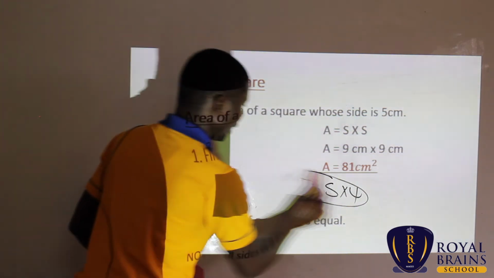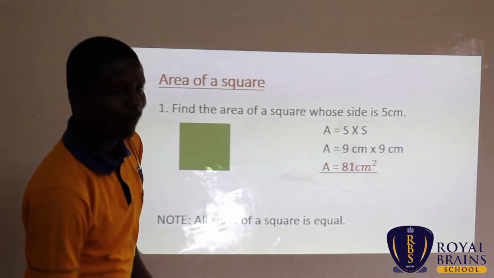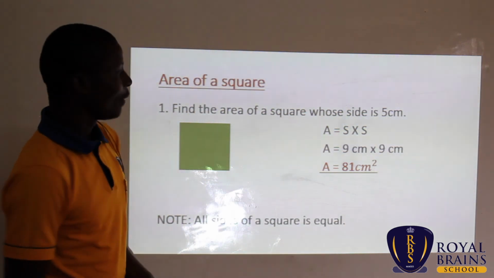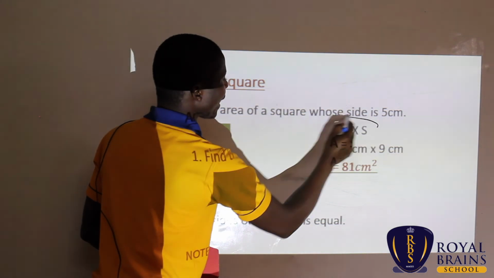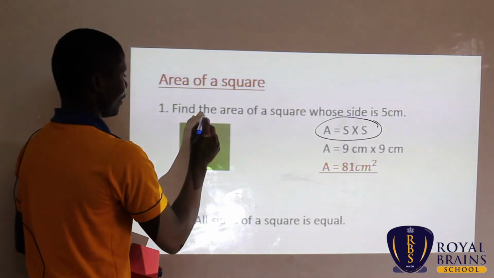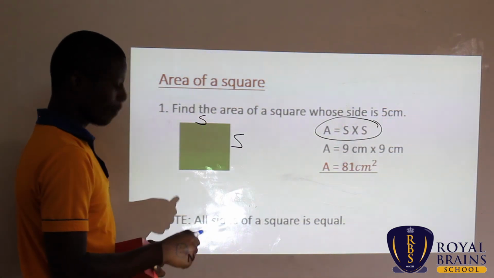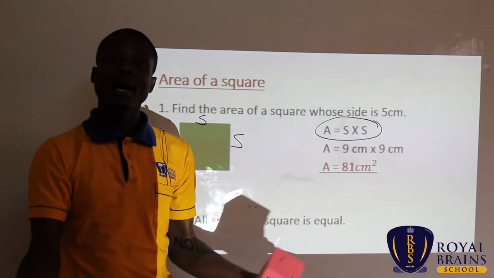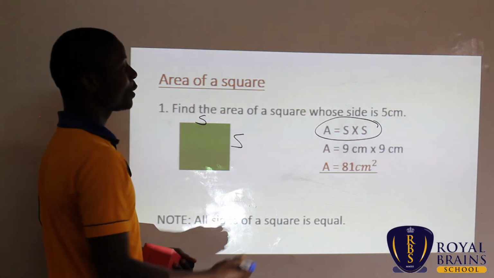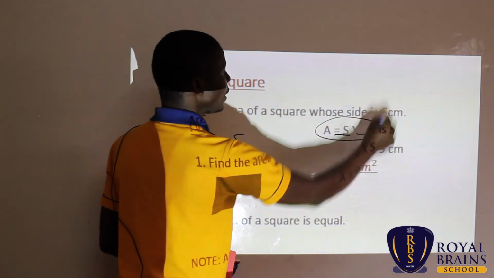Good. Let us now move on. For us to get the area of a square, the formula will be side times side. Why do we say it is side times side? Because all sides of a square are equal. So that's why we use side times side.